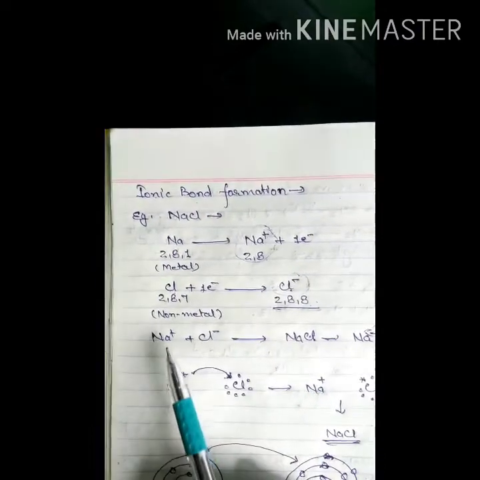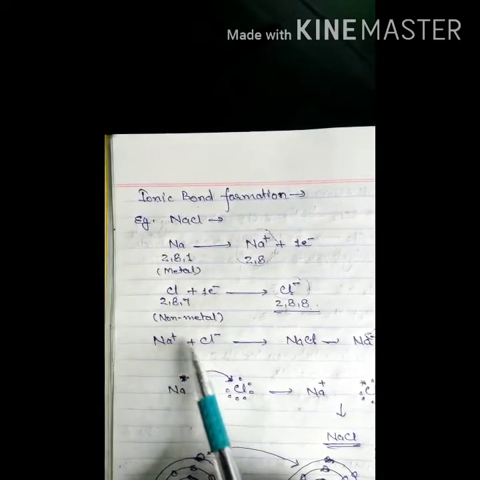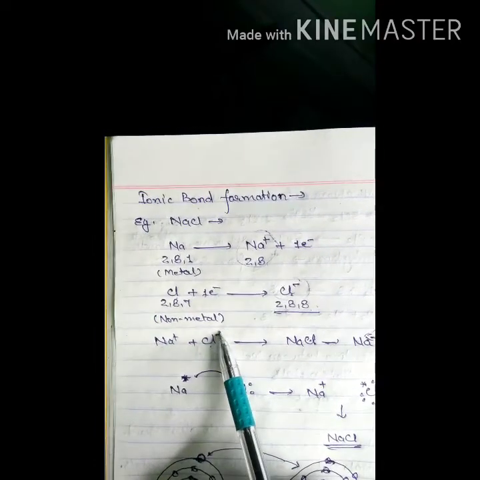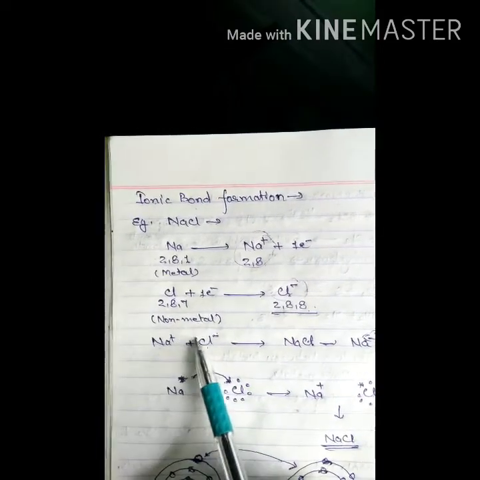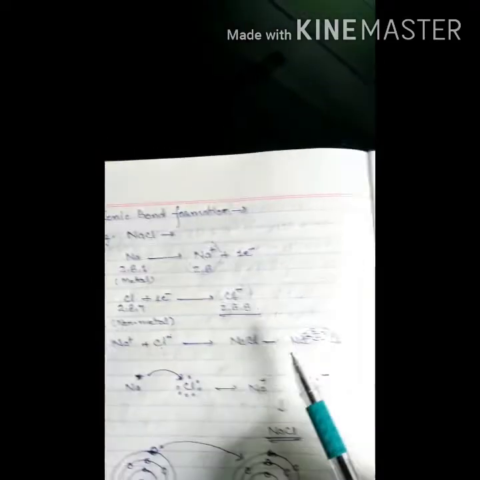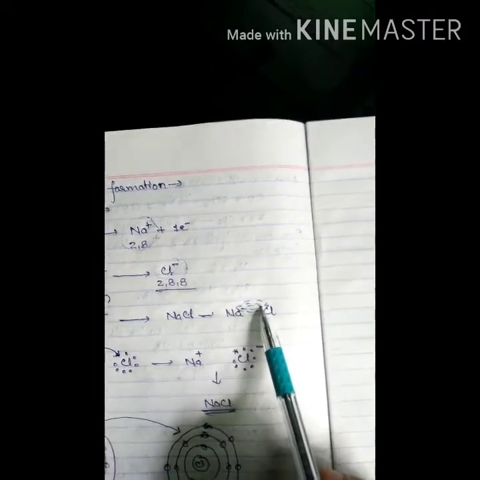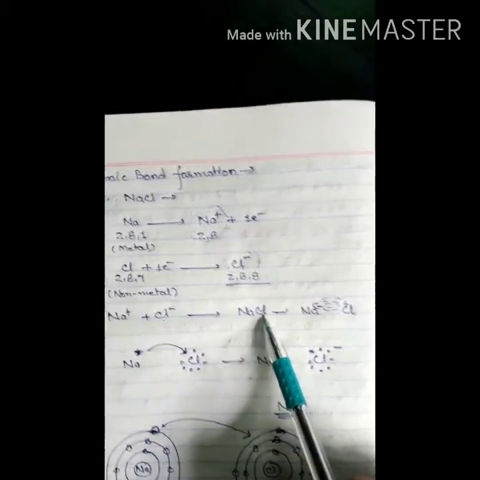Now what will happen? Due to loss of electrons, sodium will become positively charged and chlorine will become negatively charged. Due to appearance of positive and negative charge, there will exist an electrostatic force of attraction between sodium and chlorine, which can be represented by electrostatic force line. And this will result in the formation of compound NaCl.